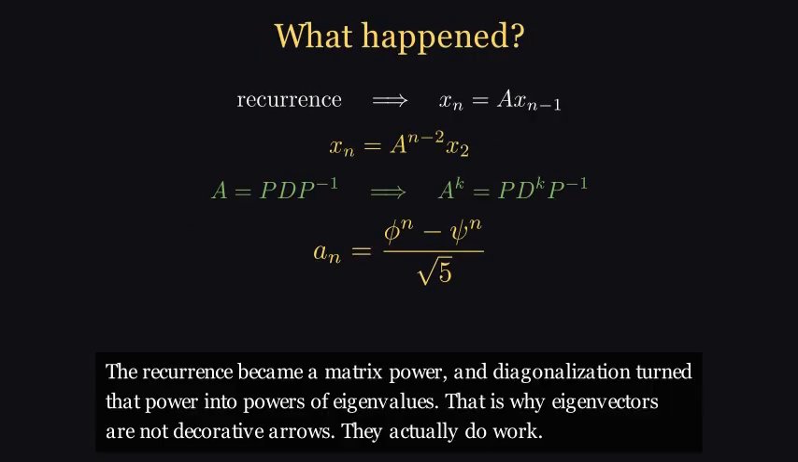The recurrence became a matrix power. And diagonalization turned that power into powers of eigenvalues. That is why eigenvectors are not decorative arrows. They actually do work.